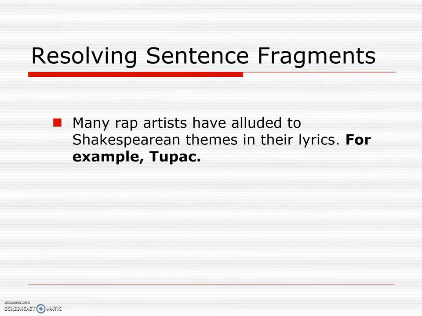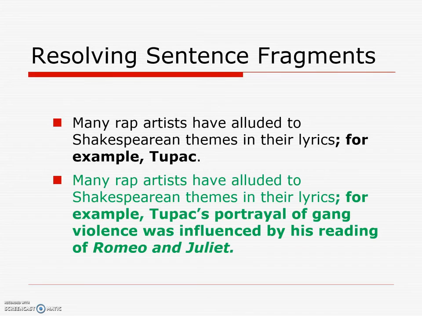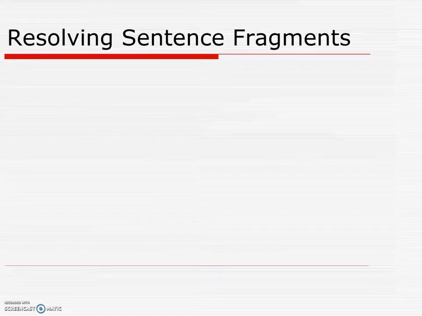For example, in this case, we can simply add more material to that second sentence and make it a complete sentence. Similarly, with a semicolon and creating a compound sentence, that second clause now contains more information. It has a subject and a predicate. It is now a complete and independent clause in and of itself.